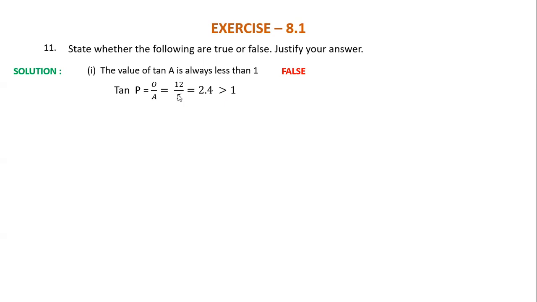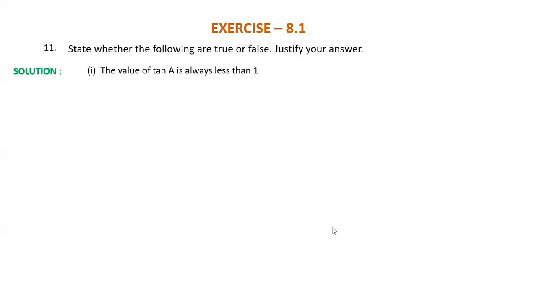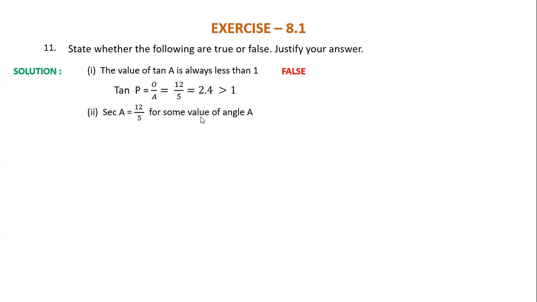The previous question, which we got from that example only, I have taken. Let me show you the previous one. See here, tan is 12 upon 5. With respect to this everything is fine. So we are getting tan as 12 upon 5. I'm using this value to justify this particular thing. 12 upon 5 is greater than 1, so that means the statement is false. Clear?